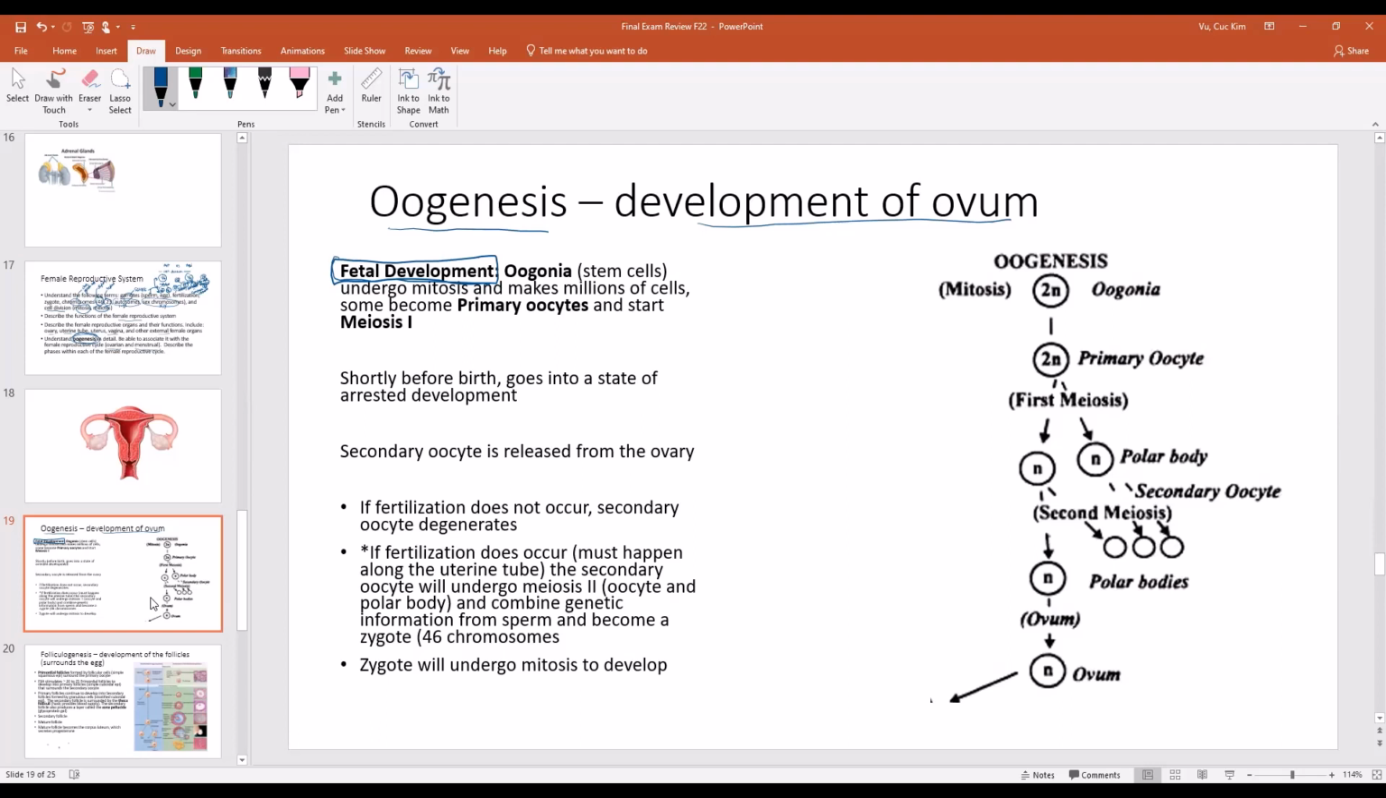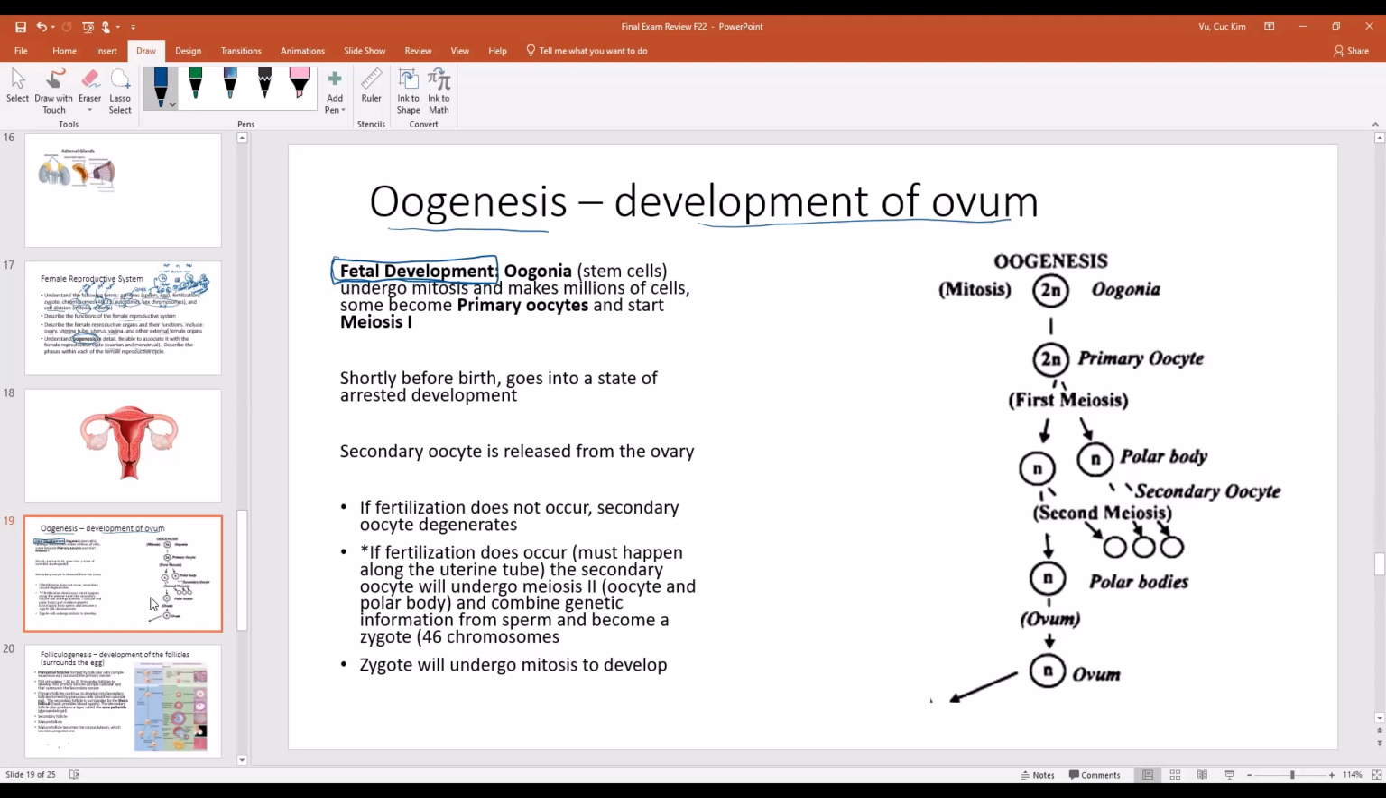Unfortunately, that does mean that as you age, what also ages with you? Your eggs. That's right. And that's why as you get older, the likelihood of having children with Down syndrome or other genetic problems is higher, okay? It's not true in males because males make new sperm on a regular basis. So this process happens during the female's fetal development, even before she's ever born.